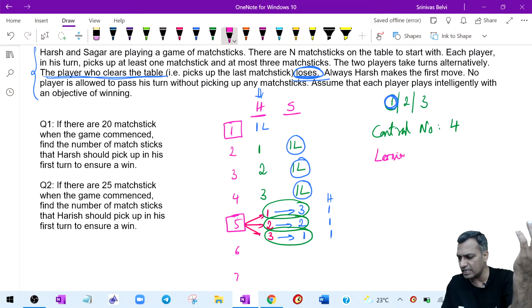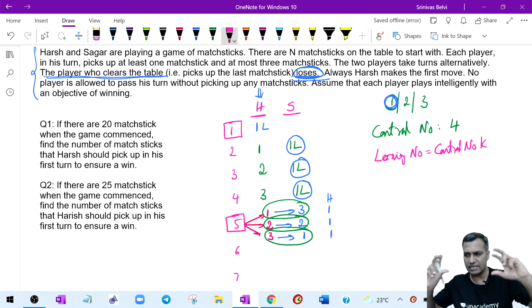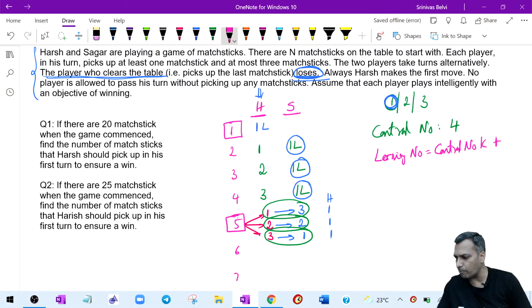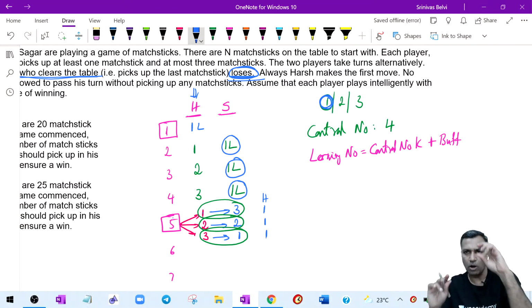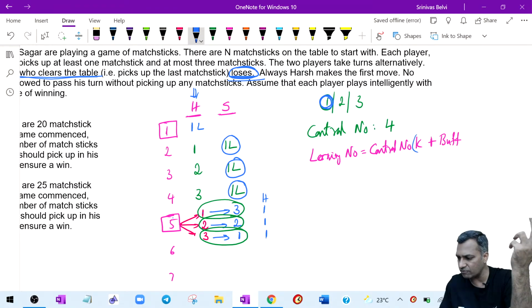What is the losing number pattern? The losing number is the control number k times, keep controlling it k times, and add that buffer number. What is that buffer number? The buffer number is the least number that your opponent should be left with so that he would already lose that particular game. K times of control number. What is the control number? 4k. And then ensure that that buffer is left.